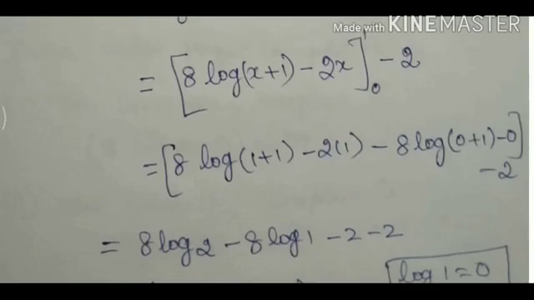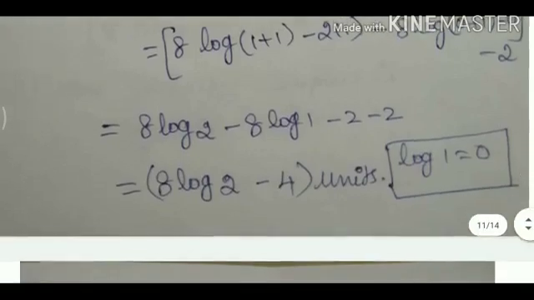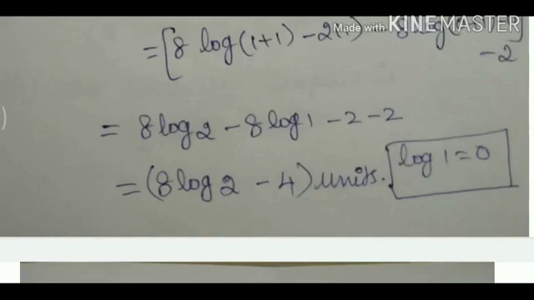Now I am substituting the upper limit in the place of x. We are getting 8 log (1 plus 1) minus 2 into 1, minus. If you substitute the lower limit 0 in the place of x, you are getting 8 into log (0 plus 1) minus 2 into 0, which is 0. So minus 2. Our answer becomes 8 log 2 minus 8 log 1 minus 2 minus 2, that is 8 log 2 minus 4 units. The value of log 1 is 0. So our answer becomes 8 log 2 minus 4 units. So this is about consumer surplus.